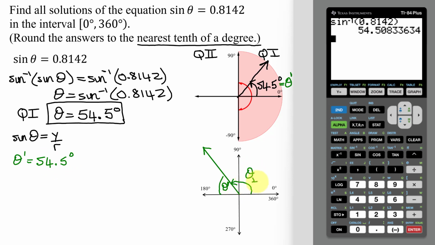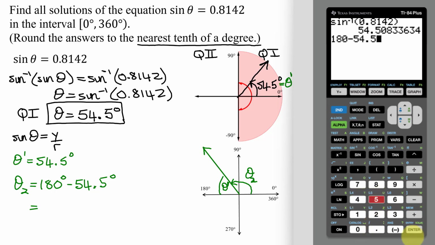So I'm trying to find my second solution. I'm going to write it as theta sub 2. So how am I going to find my second solution, theta 2? Well, theta 2 plus theta prime has to add up to 180. So my second solution is just 180 minus theta prime of 54.5 degrees. And what is that? Well, if I do 180 minus 54.5 degrees, I get 125.5 degrees. So that is the second solution in my given interval.